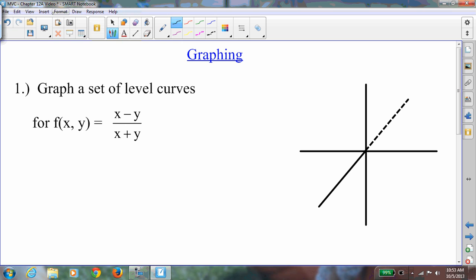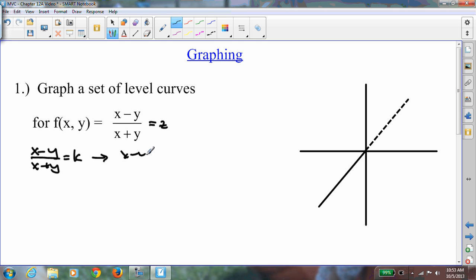We're going to start with our graphing. So starting with the first one here, I'm going to graph a set of level curves. Again, you can see that it's going to be level curves because if you set this equal to z, you would graph a surface. And then if I change z to a constant, that's going to graph just values in terms of x's and y's. So that's going to be my level curves. So I'm going to set this x minus y over x plus y equal to k. And I'm going to start solving for y.